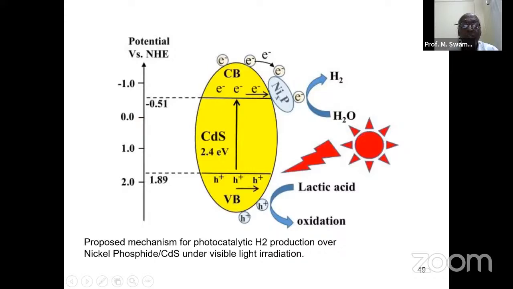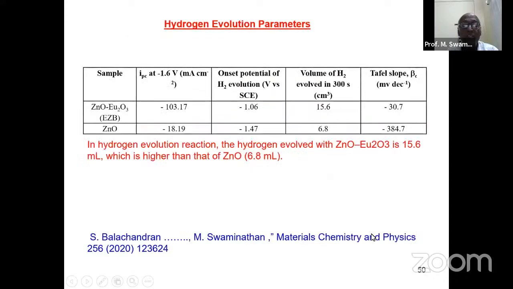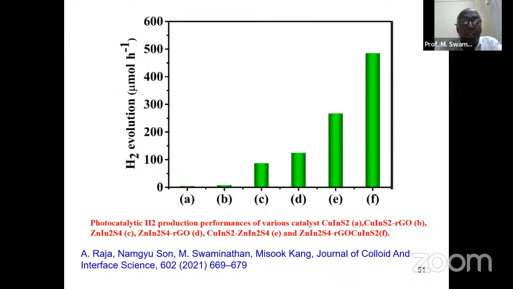And recently we reported a catalyst, zinc indium sulfide, copper indium sulfide, and RGO. You can see the hydrogen evolution in micromoles per hour: zinc indium sulfide, RGO, copper indium sulfide has the maximum evolution of hydrogen. And sometime back, I think you have seen a paper or even newspaper cuttings that C. S. Gopinath, a senior scientist in CSIR, reported a catalyst that is nothing but an artificial leaf.